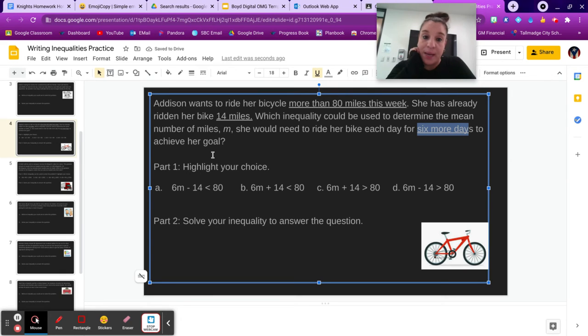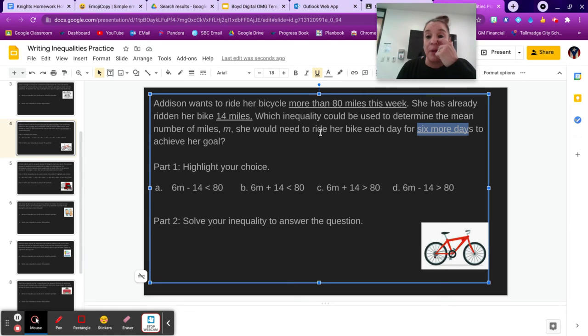So let's think for a minute. She wants to ride more than 80 miles this week. So that means greater than 80. Right away, I can look at my choices. A and B are less than 80, so those aren't going to work. I can eliminate those right away. Now I have 2 options. 6 times M, which is the number of miles, plus 14 is greater than 80. Or 6 times M, the number of miles, minus 14 is greater than 80.